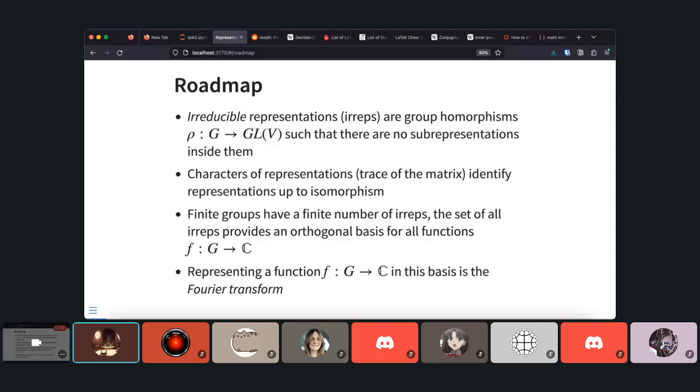We have a function on this, maybe very big, very complicated group, but we can get this orthonormal basis for the group by just representing it with these irreducible representations, which just makes things computationally much easier and much simpler. And so that's kind of what we're going to be. These are the core facts that we're going to try and be building up towards.